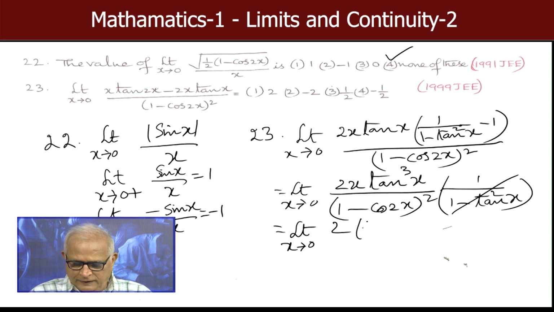And therefore, this is limit x tends to 0, 2 times tan x by x whole cube by 1 minus cos 2x by x square whole square.